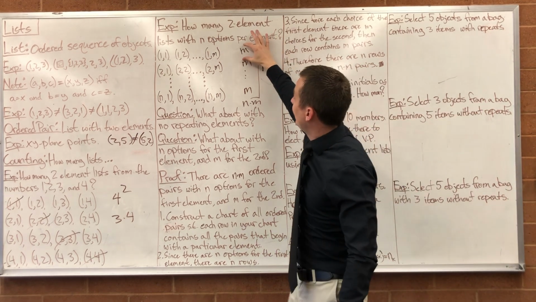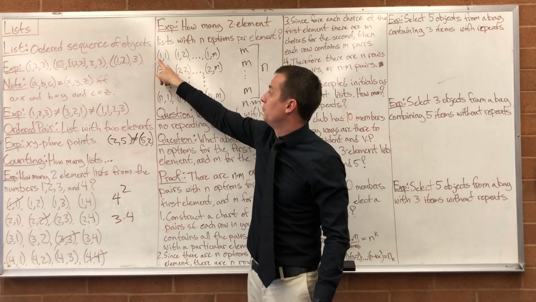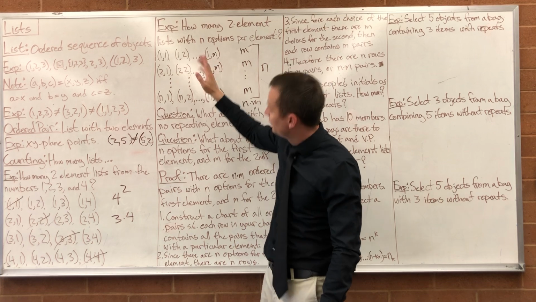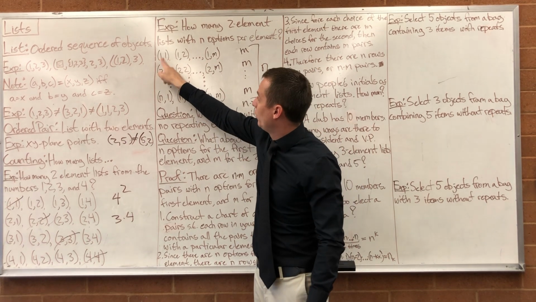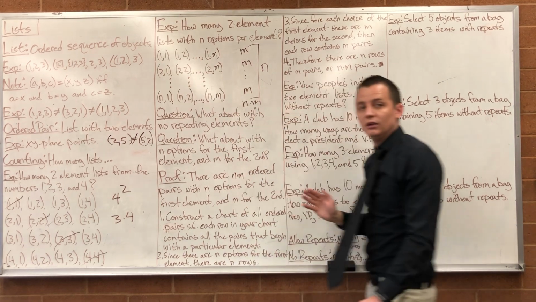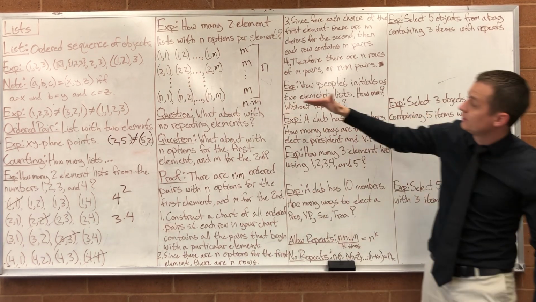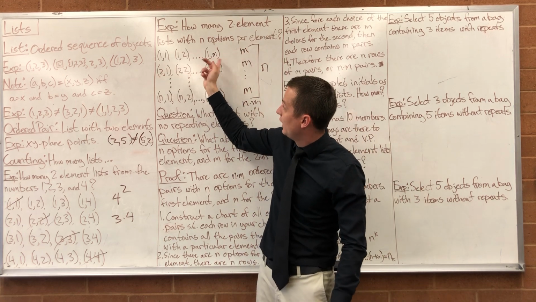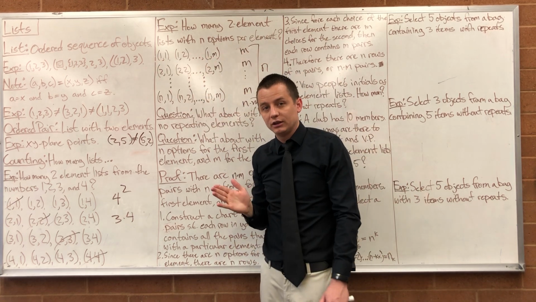Each row, this row, contains all the things I can pair 1 with. I can pair 1 with 1. I can pair 1 with 2. I can pair 1 with 3. I can pair 1 with 4, etc. Each row contains m elements. It has to contain all the pairings of the m objects with a particular first object.